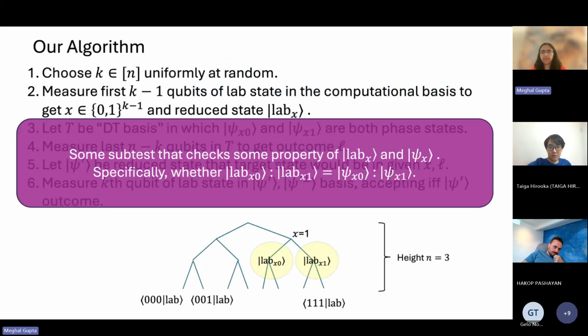So looking at this, the ultimate plan is that we run this subtest, and that subtest is going to have some probability of rejecting if lab x0 and lab x1 are not related to each other in the same way that psi x0 and psi x1 are. Then we hope that if we run this test for a random x, chosen by how we're choosing x in steps 1 and 2 of our algorithm, then on average, if lab and psi are far apart, this algorithm will reject.